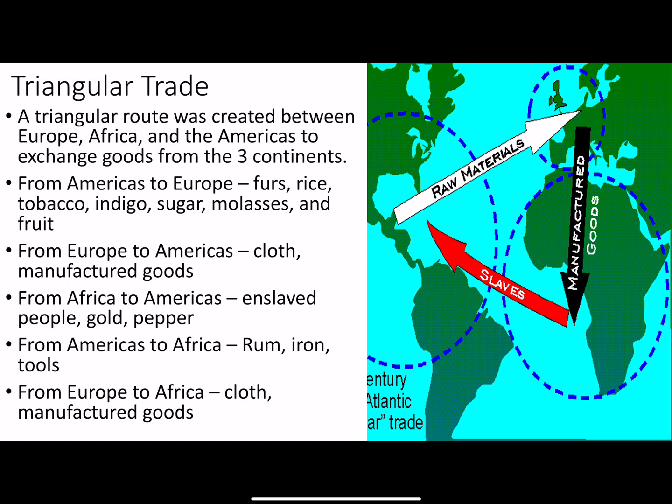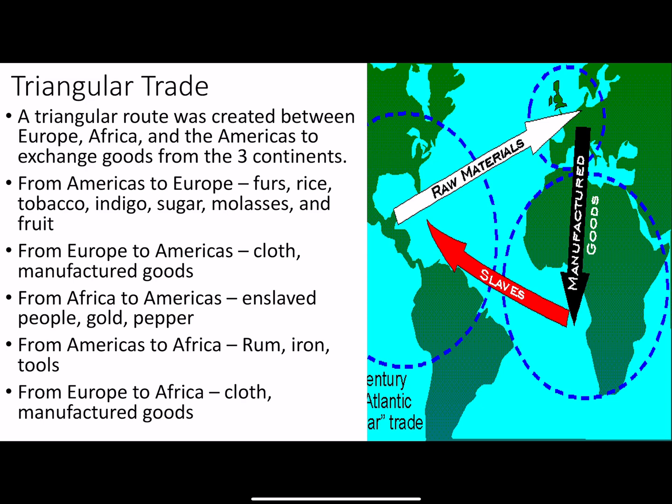From the Americas to Europe were furs, rice, tobacco, indigo, sugar, molasses, and fruit. When we say raw materials, that means they weren't processed yet. They weren't turned into anything. They were just created, farmed, and then sent to Europe. From Europe to the Americas was cloth and manufactured goods. So they would make goods, and then they would bring them back to America, or they would bring them to Africa. From Africa to the Americas were enslaved people, gold, and pepper.